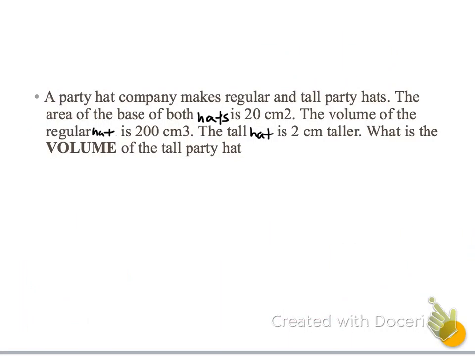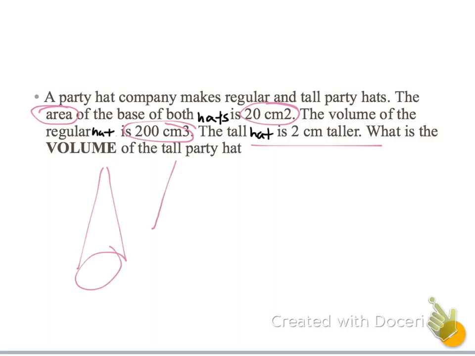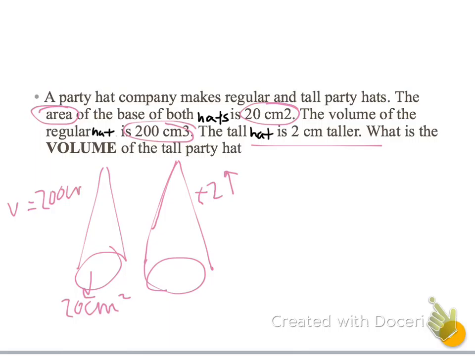Okay, a party hat company makes a regular and a tall party hat. The area of the base of both hats is 20 centimeters squared, the volume is 200 centimeters cubed, and one hat is 2 centimeters taller. So if I have my party hats, this one is 2 centimeters taller. The area of the base is 20 centimeters squared, and my volume is 200 centimeters cubed.